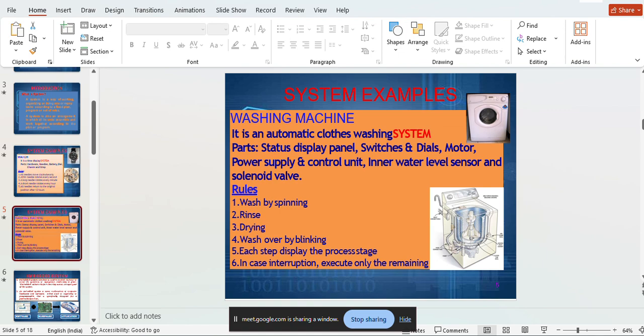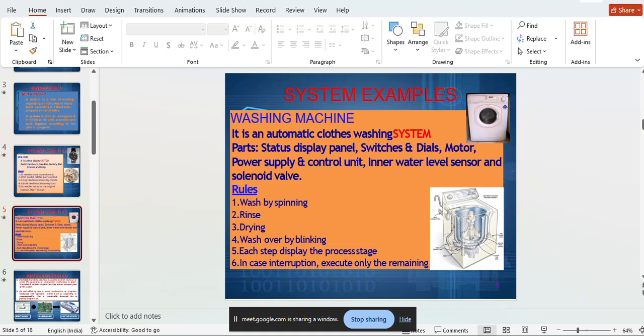Okay, now we can see the parts. What are all the parts? It has a status display panel, switches, dials, motor, power supply and control units, inner water level sensors, and solenoid valves. So these are the components which are used in the washing machine.